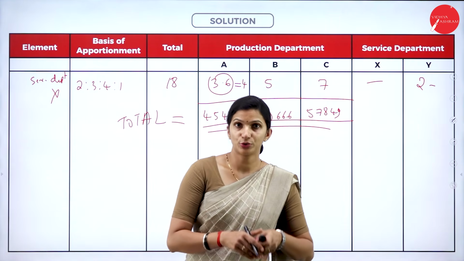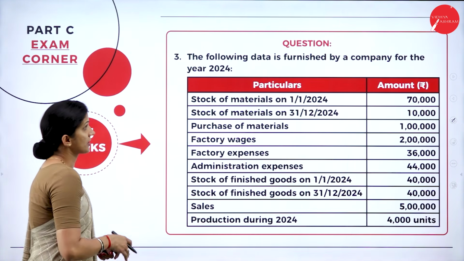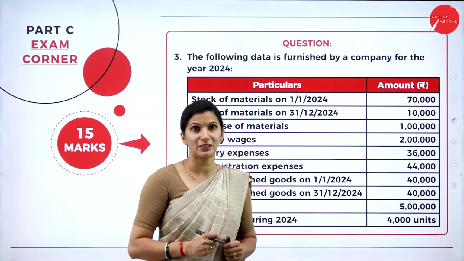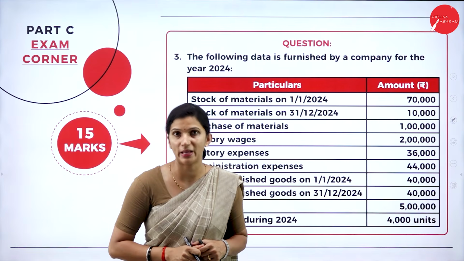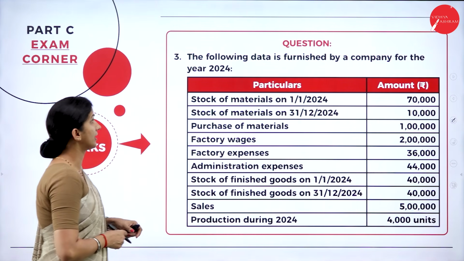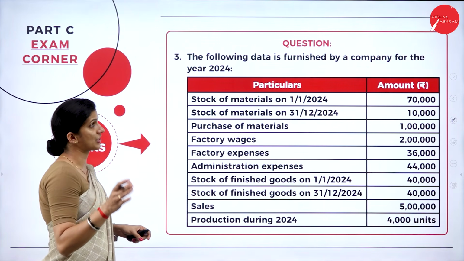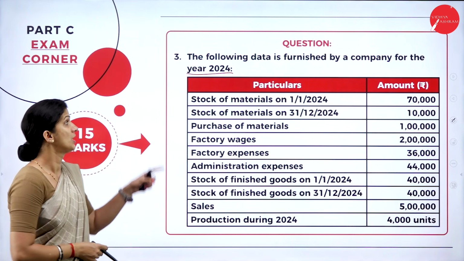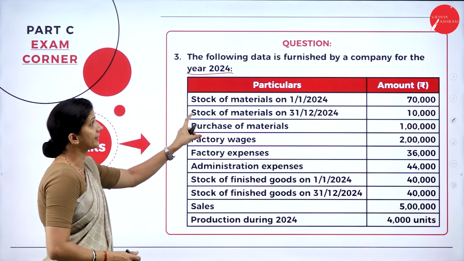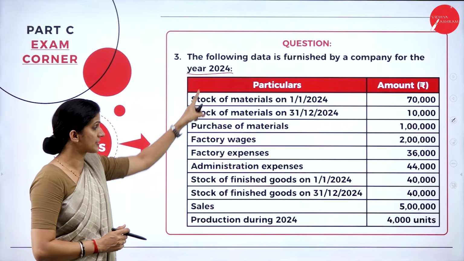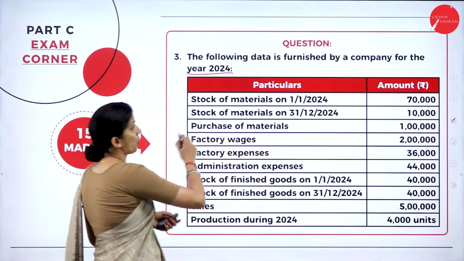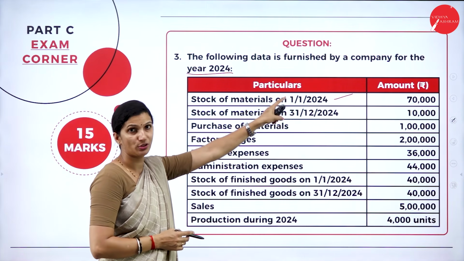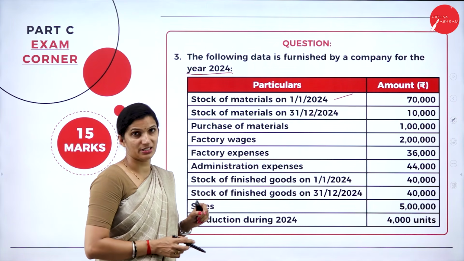So now we'll move on to the third question that has been asked here related to the cost sheet. So that is the preparation of one simple cost sheet and the preparation of estimated cost sheet. So see the question here. The following data is furnished by a company for the year 2024. So what are the actual data that is for the year 2024? It's been given here. So you have opening stock of raw material, that is stock of material on 1/1/2024. That means your opening stock 70,000.